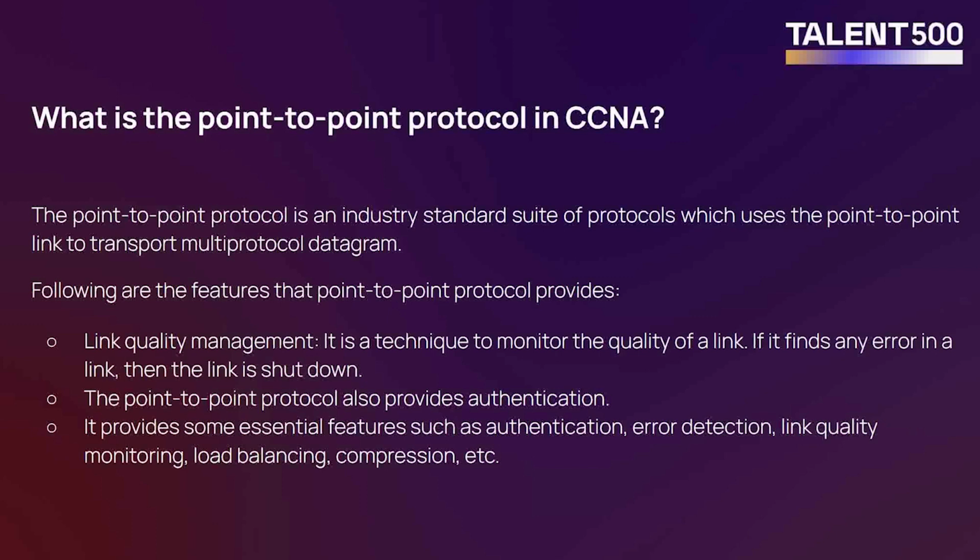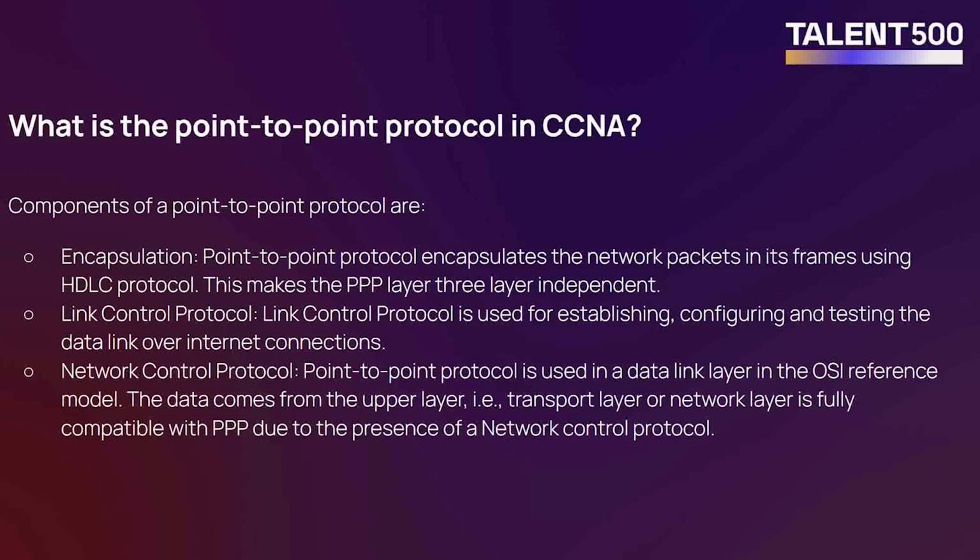Along with these features and the definition, you should also explain the components of a point-to-point protocol. Now, the components of point-to-point protocol are, first, encapsulation. What does that mean? Point-to-point protocol encapsulates the network packets in its frames using HDLC protocol. This makes the PPP layer 3 independent. Second, link control protocol, which is used for establishing, configuring, and testing the data link for internet connections. And third, network control protocol.